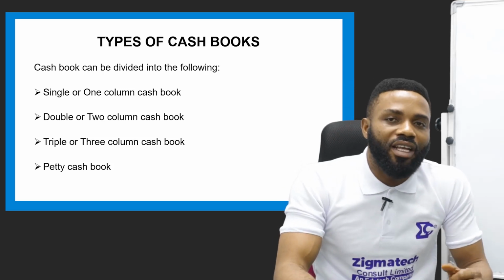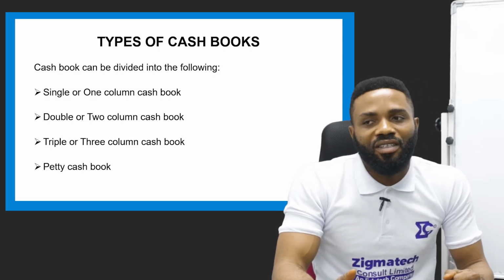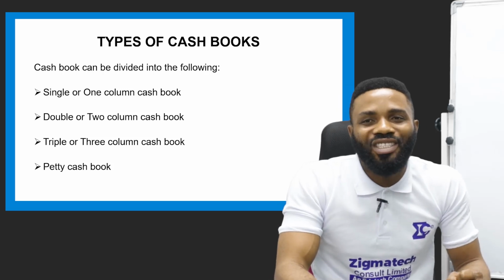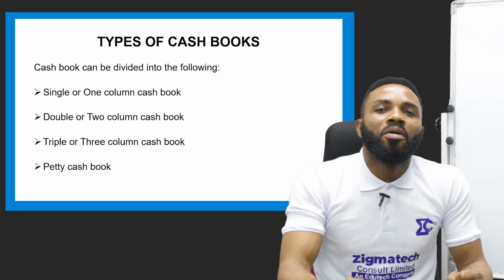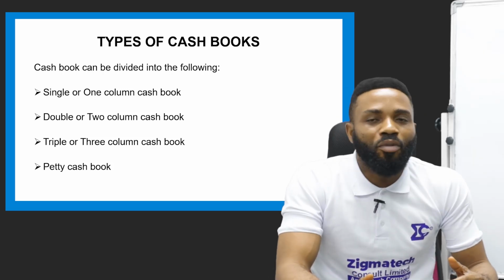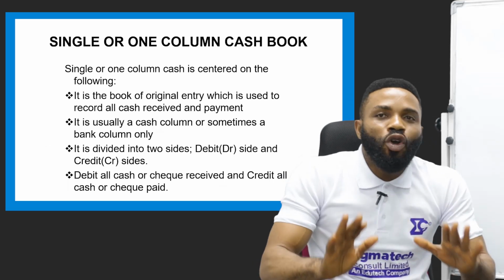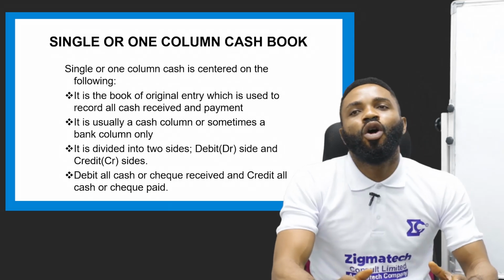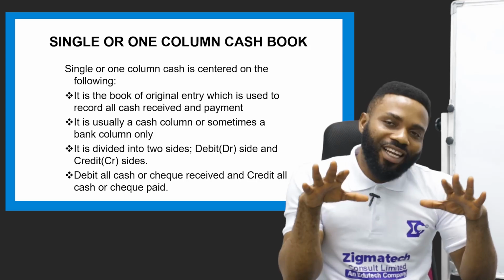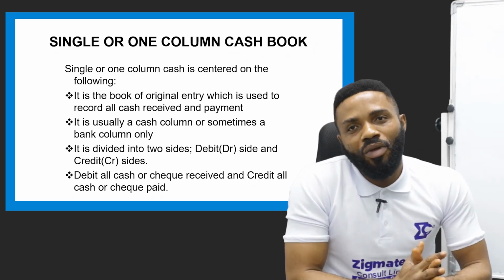And the last one is the petty cash book, which is used for petty expenses, or what I call minor expenses. Expenses that are not significant enough to stand on their own. We group them together and open a book for them called the petty cash book. Now, in today's lesson, we want to major on the single or 1 column cash book. We just want to concentrate our attention on the single or 1 column cash book.